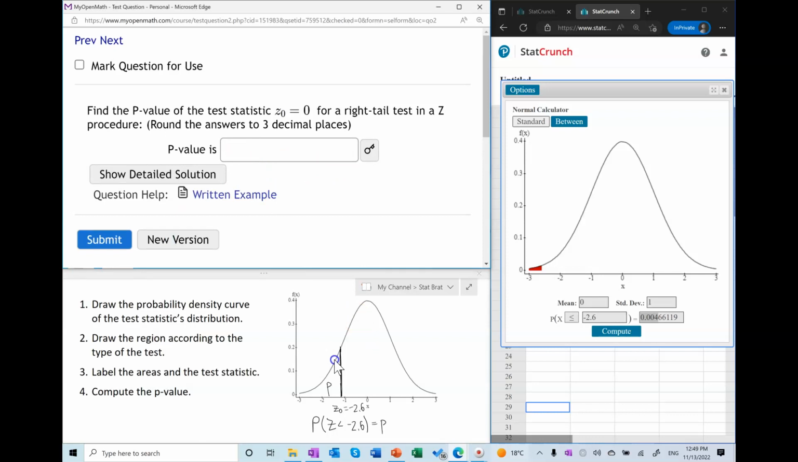In this case, we have again been provided the new test statistic, which is 0. So we're going to start by drawing the probability density curve, drawing the region according to the type of the test. The right tail test means we're going to be drawing the region on the right side. So this is our region, and we're going to label the boundary of that region with our test statistic, which is 0. And here's the interesting thing, no matter how accurate or inaccurate your sketch of the z-curve, your 0 has to be right in the middle.